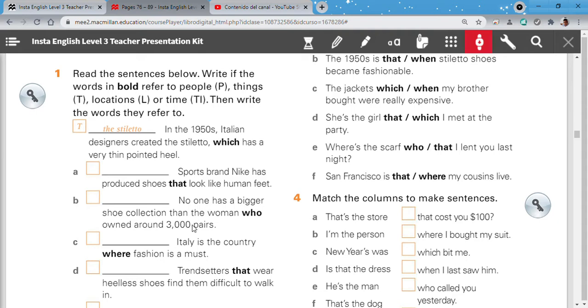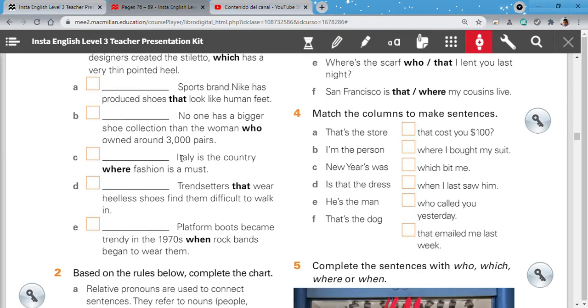Next, letter C. Italy is the country where fashion is a must. Excellent, we're talking about a location, so letter L. So it means that when we use where, it's especially for locations. Okay? In this case, it could be the country or Italy. You have two choices.